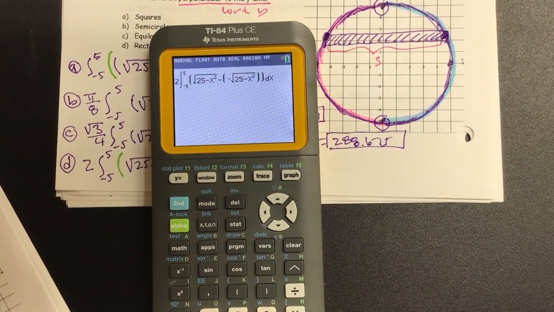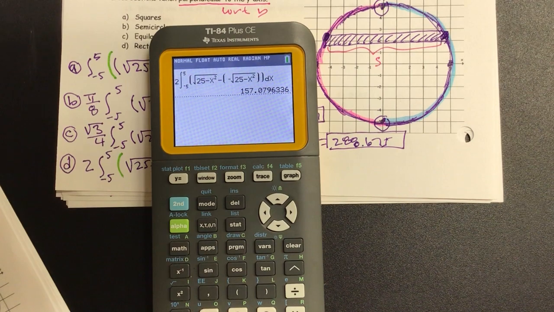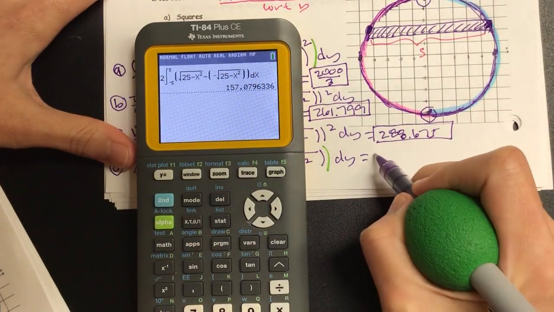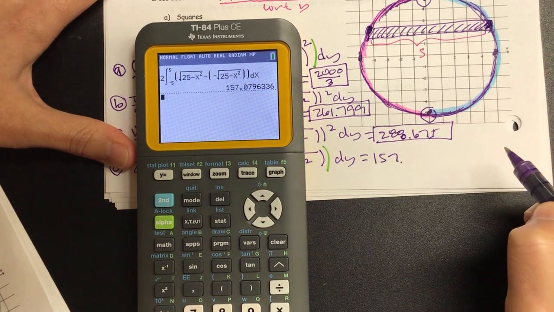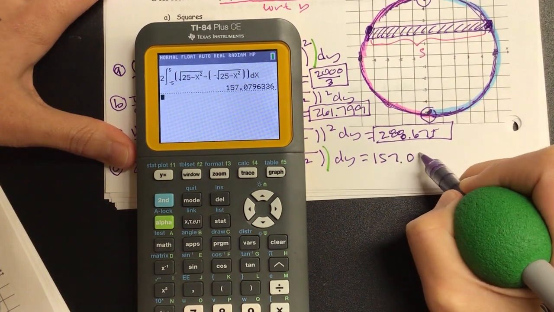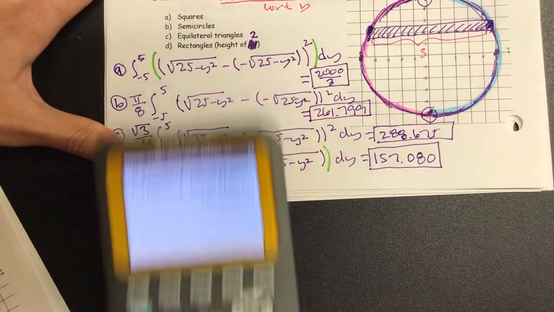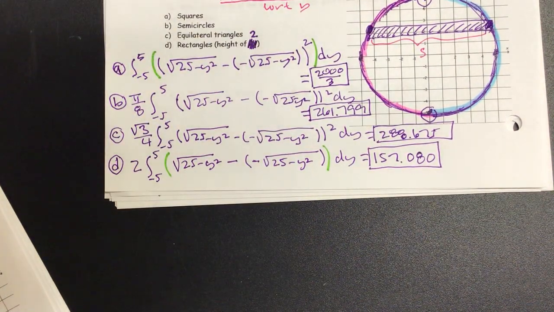The calculator's working hard for us today. 157 point what? 080. So as long as you know your side, B and C was easy to do by borrowing the answer from A. D was not squared, so we had to manually type it in.